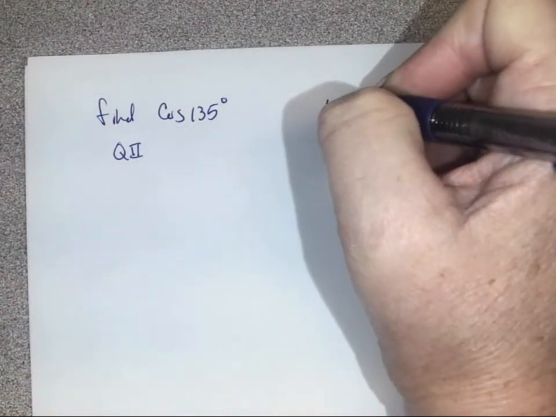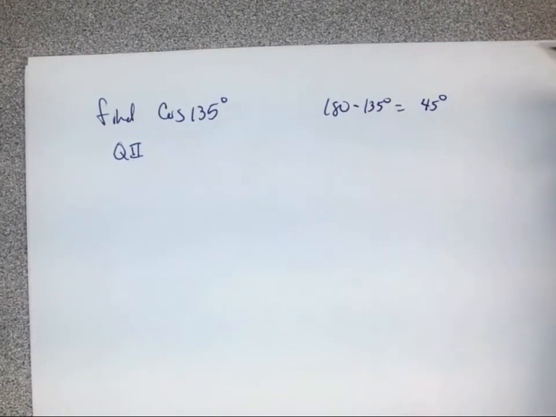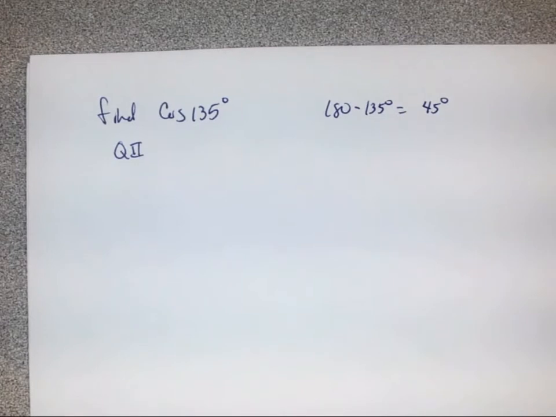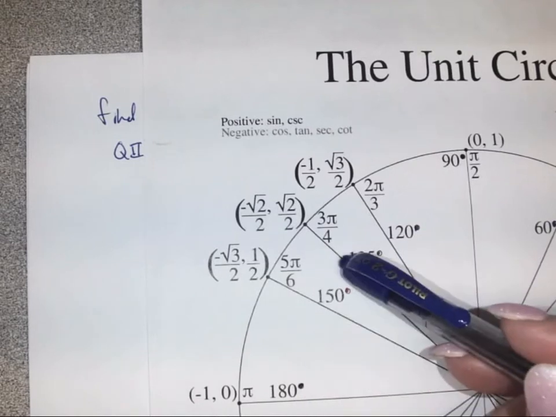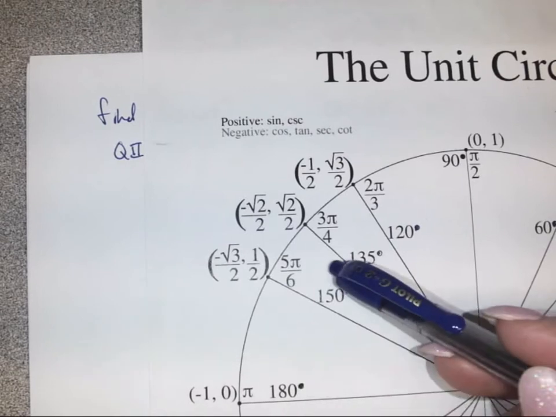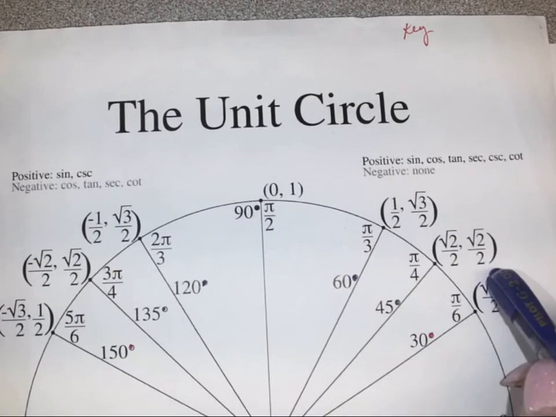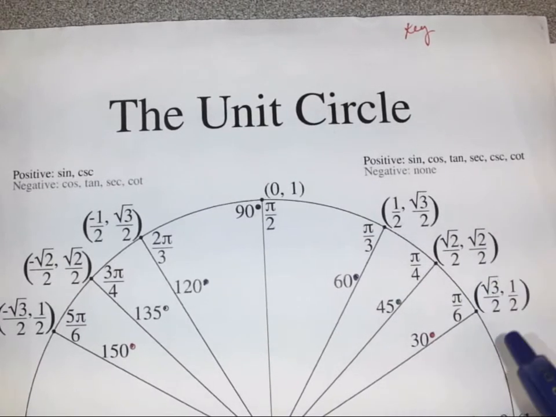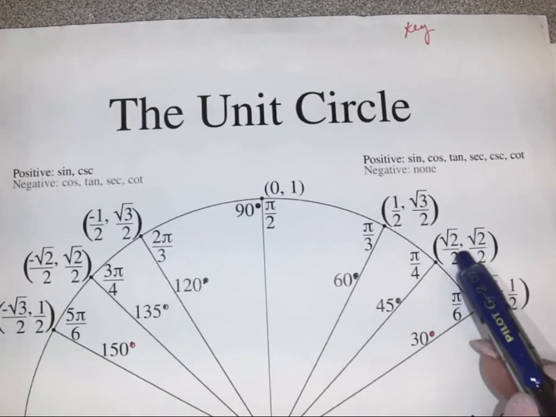And we can use what we do know. Let's take 180 minus 135 degrees. That'll get us 45 degrees. We've talked about this before, where we can use that value of the shortest distance to the closest x-axis, which would be our 45 degrees. And we can use what we know about a 45-degree angle in our unit circle, that the value is going to be the square root of 2 over 2 for our cosine right here.